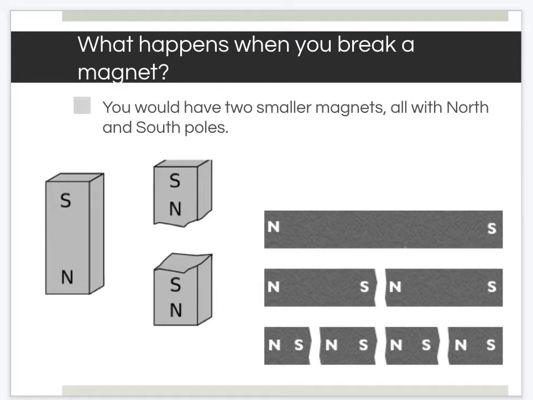What happens when you break a magnet? If you break a magnet in half, you would have two smaller magnets, all with north and south poles. So if you take this magnet and break it in half, it's not like you get just a south magnet and a north magnet. You get two magnets now with a south and north side. So you can see that down here. We break it in half. Now we have two magnets. We break each of those halves into half, and we have four magnets, each with a north and south side.